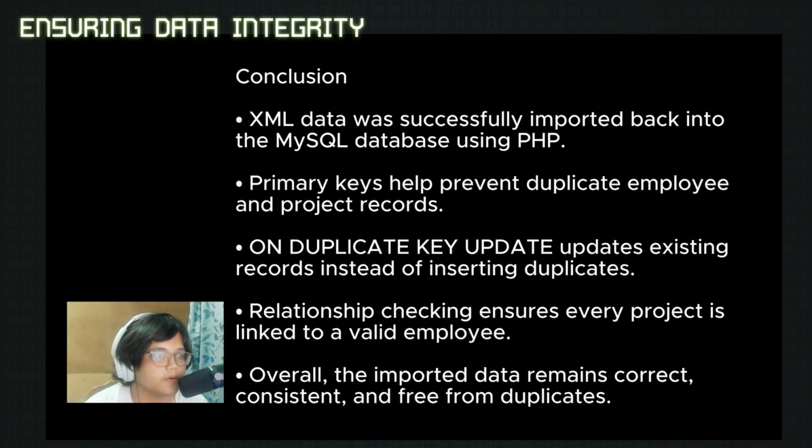In conclusion, the XML import process successfully imports data from the XML file back into the database using PHP. The system also prevents duplicate records using primary keys and on duplicate key update. Lastly, the relationship checking makes sure that every project is linked to a valid employee. This shows that the imported data is correct, consistent, and free from duplicates.